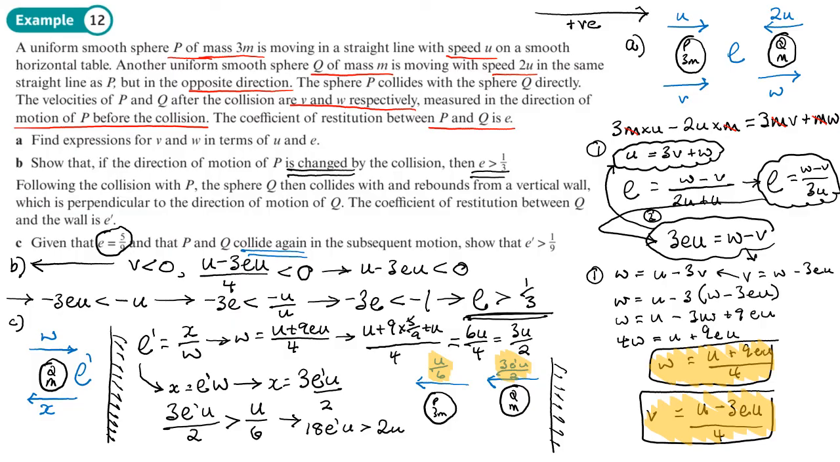Then divide both sides by U, then divide both sides by 18, and we will have that E dash is greater than 2 over 18, which is a ninth. So it is greater than a ninth. I should say somewhere that since they collide, so when I wrote down this bit here, I should also be writing down something like that's true because there's a second collision, rather than just writing it down. I should state why I'm putting that statement down.